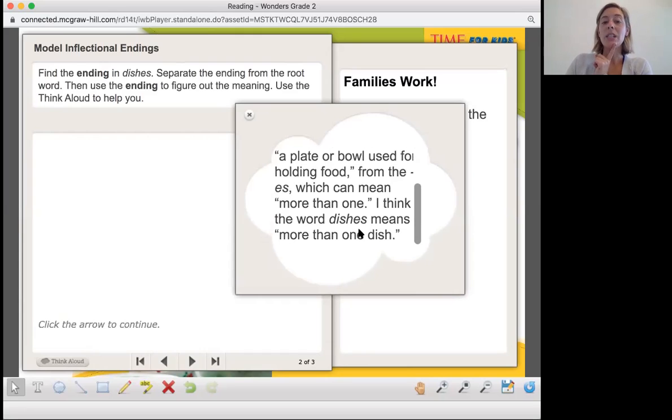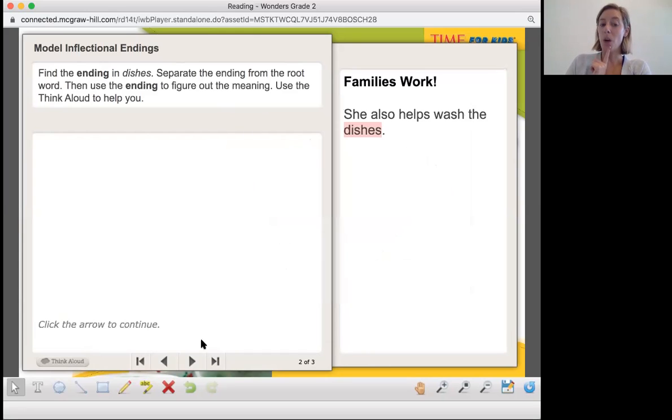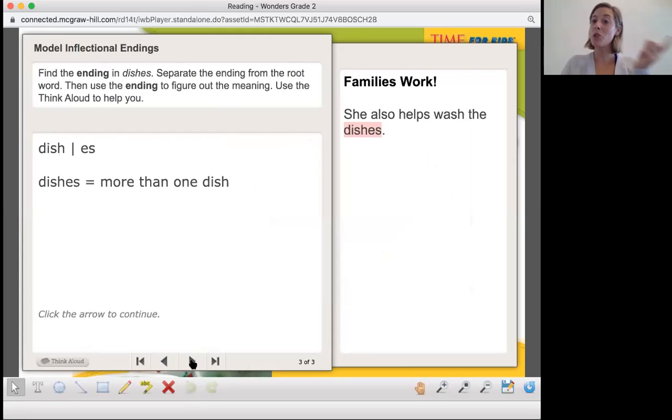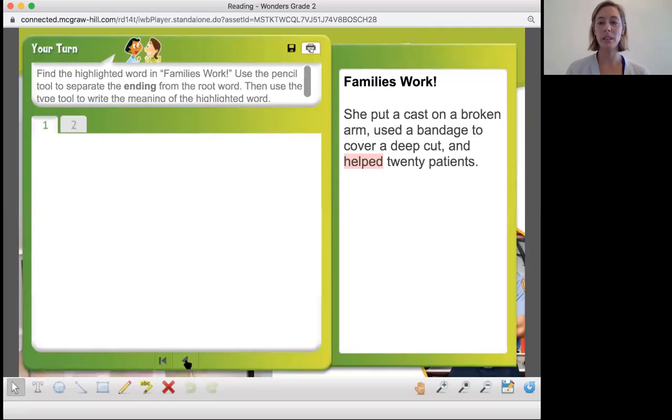So I think the word dishes means more than one dish. We separated dishes into its root word and its ending: dish and es. We know that the es ending word part means more than one. So what does dishes mean? More than one dish. I feel like I went through that pretty quickly, so if you need to listen to that again, please go ahead and rewind it. If not, let's keep moving on.